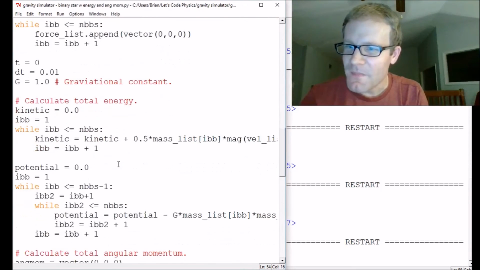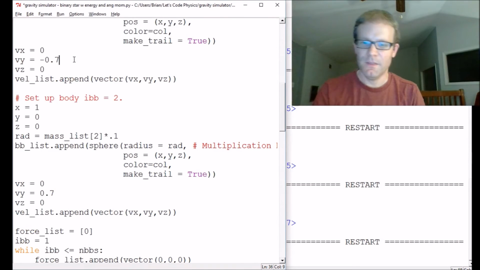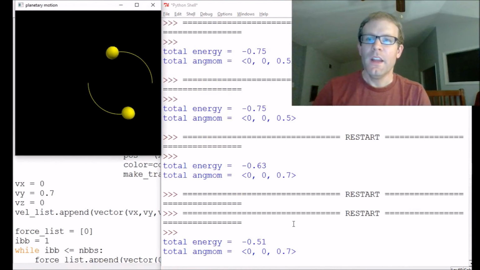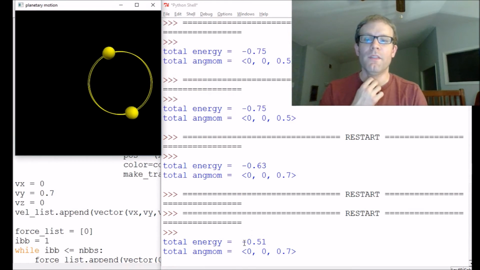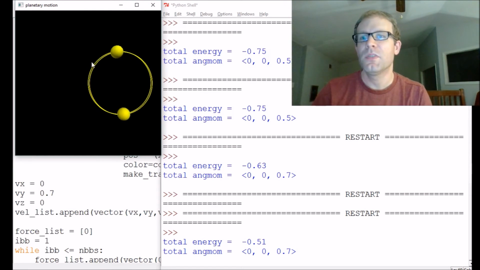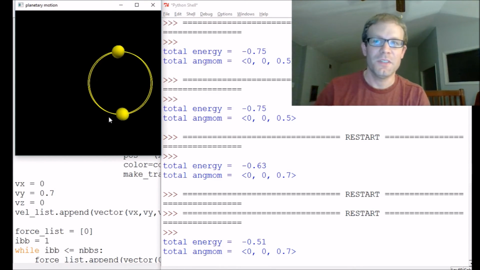Let's see. So what do I need to change? I need to change this to a negative 0.7. All right, let's run this guy. Okay, so I increased the speed. You notice that the energy went from a negative 0.75 to a negative 0.51. So I'm getting toward a different value of energy, and that's producing a different orbit. In fact, these two things are almost going in a circle now. They're almost going in overlapping circles with each other, which is pretty cool.